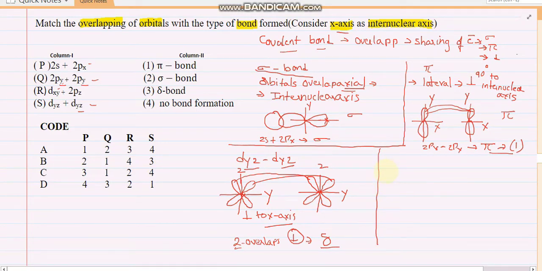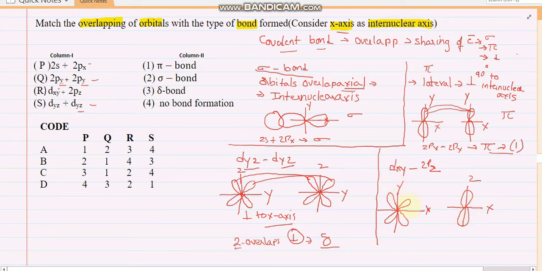So what is the next option? Here they given dxy and 2pz. So how will be dxy? Once again, d orbital means double dumbbell. So first write the x-axis, y-axis. Okay, double dumbbell. So here one lobe, here one lobe, and pz. If I take pz, this is an x-axis and this is a z-axis.